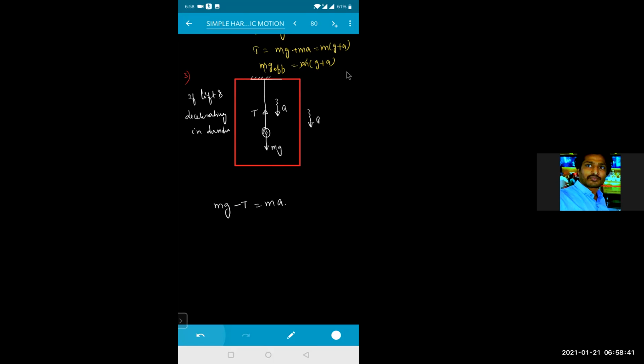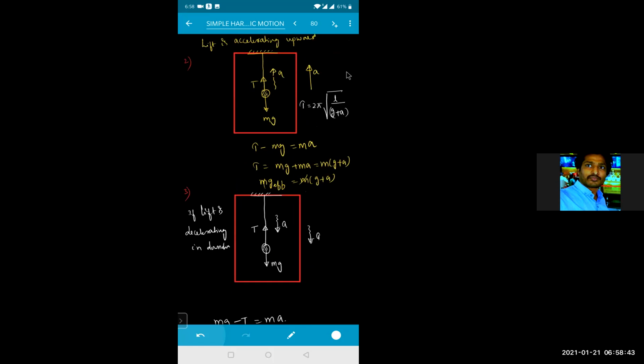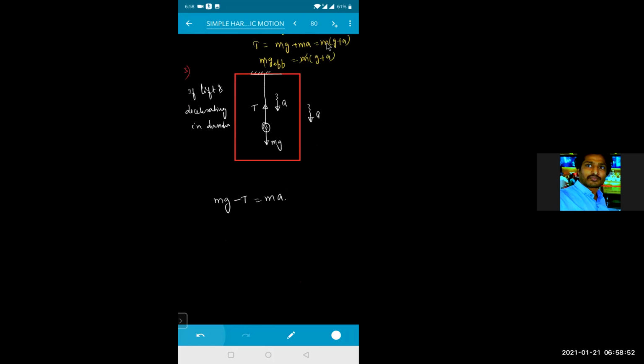Acceleration of that body is in which direction? Downward direction. In the previous case, mg was in the downward direction and T was in the upward direction. As it was moving in the upward direction, we wrote T minus mg equal to m into a. Here we have mg minus T equal to m into a. That means T will become how much? m into (g minus a). T is equal to m into g effective, which is equal to m into (g minus a). m gets cancelled. So effective acceleration will become g minus a.